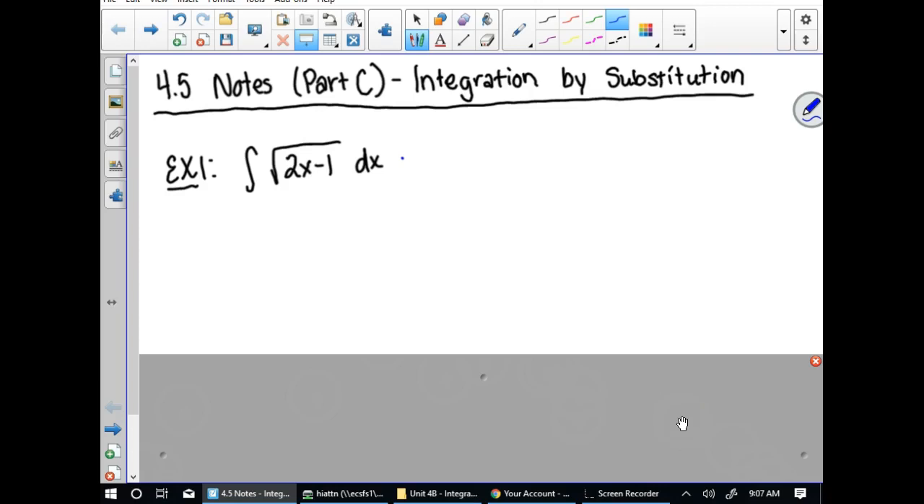This first problem we're just going to go over. It's like what we've been doing. So in this case, if I have the square root of 2x minus 1, what is my u? 2x minus 1. So du would be 2 dx. So I would need to add a 2 right here with that dx, which means I would need to put a 1/2 out front.